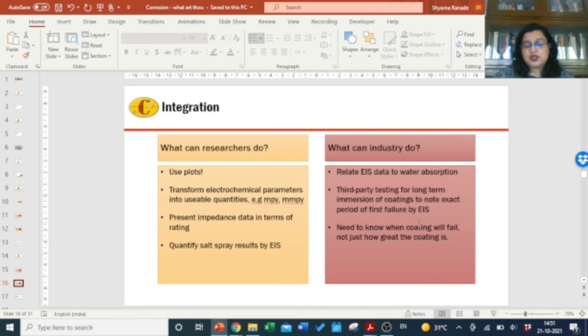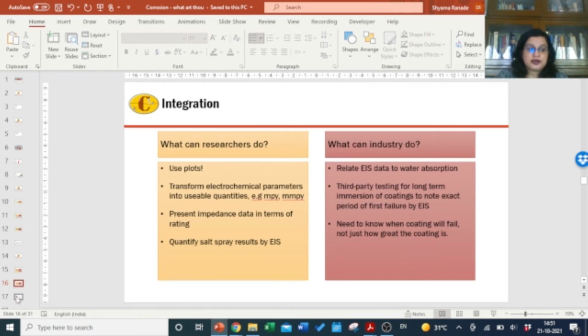As an industry, you can relate the EIS data to the water absorption, and you can use non-destructive techniques to quantify all the tests that you do, so that you can see the exact time when your coating will fail. The point is not just to get the coating to pass the tests. As a baseline, you have to know when the coating is going to fail. So, long term tests are really required.